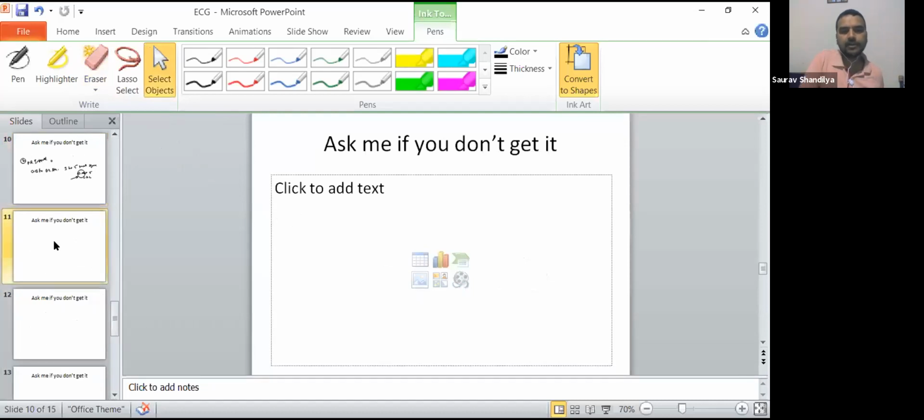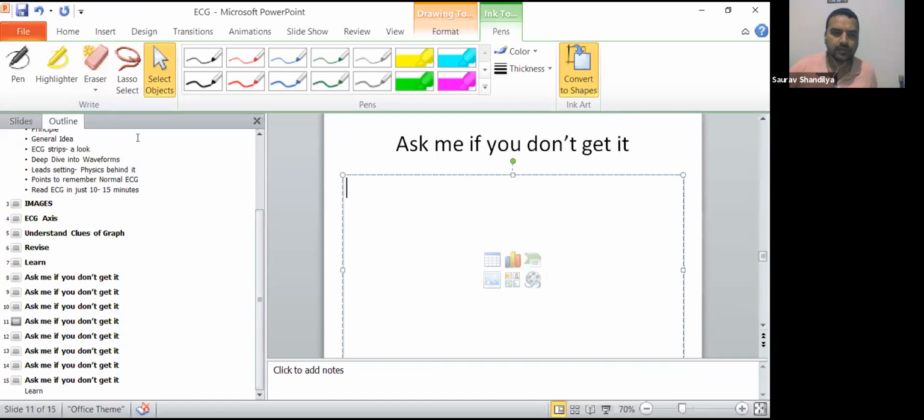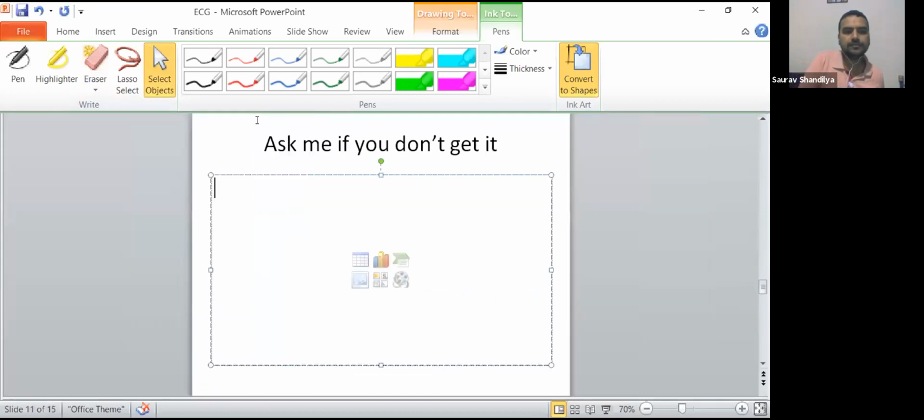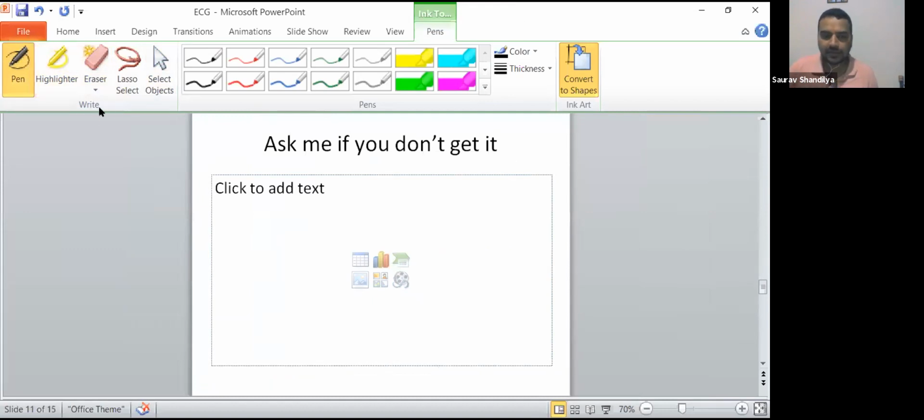So third point, every one of you, please note it down, is about our favorite Q wave. What should be the specialty of a normal Q wave? It should be just 0.04 second. So it's about 1 small square or maximum 2 small squares, not more than that. So that is normal.